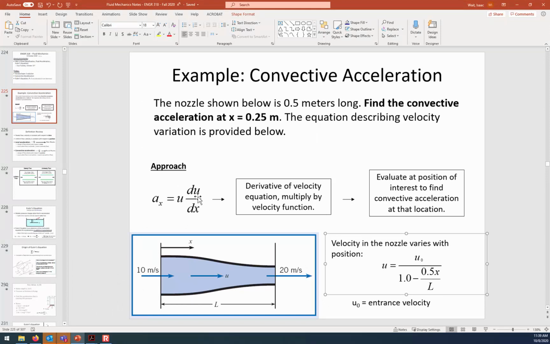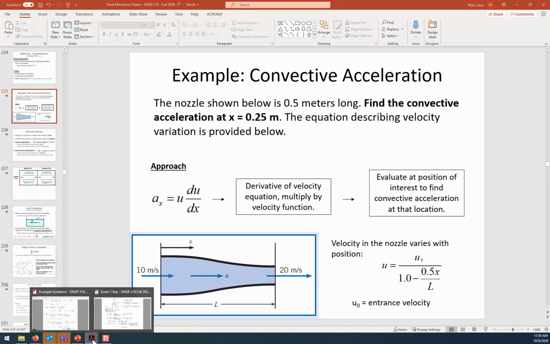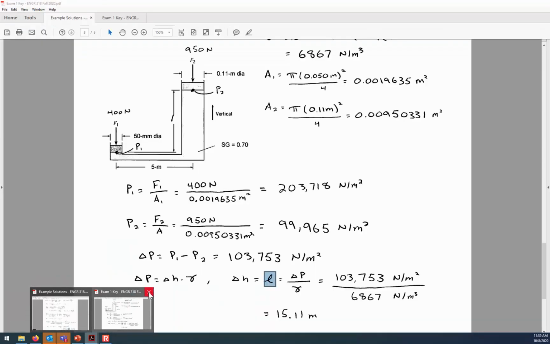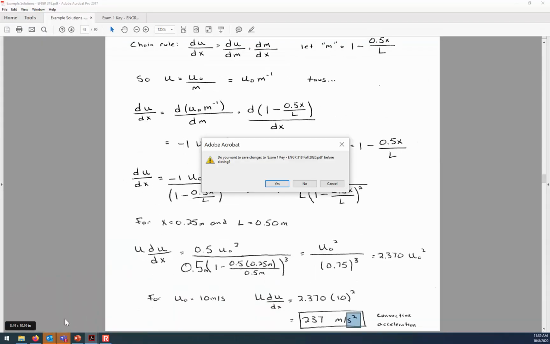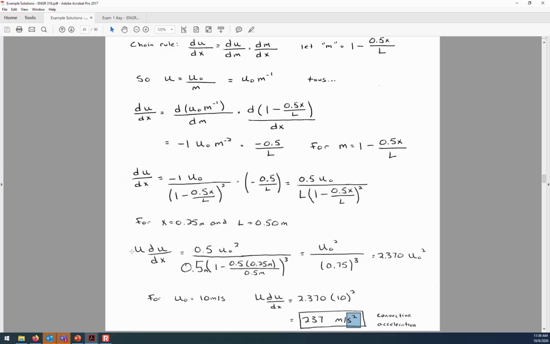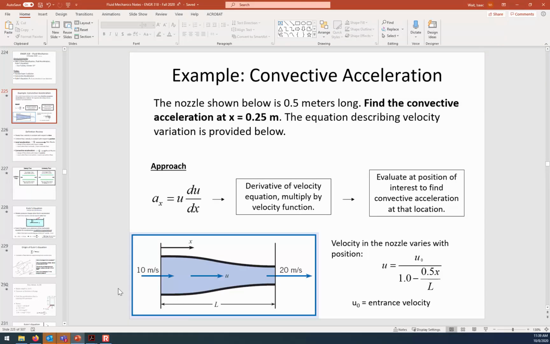So the key thing to remember is that you have to take the derivative of the velocity function with respect to x and then multiply it by the velocity at a certain location. Any questions? Is there a certain part of that illustration that anybody needs to see before we move on? All right.